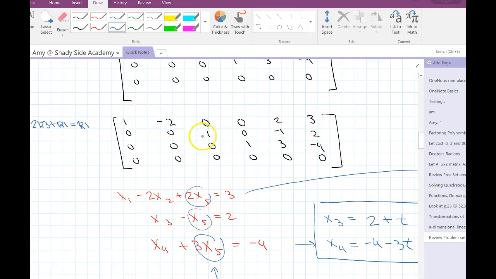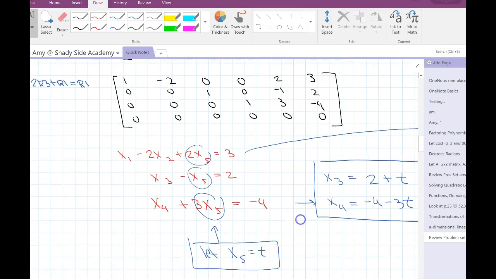The red equation comes from the first row here. The second red equation comes from the second row. And the third red equation, okay? Now look at my blue circles. What I'm noticing is that all 3 equations have an x sub 5 in them. In other words, for all 3 equations, I can conceive of the other variables being dependent, at least in part, on x sub 5. So I'm setting a parameter. I'm saying let x sub 5 equal t, okay?